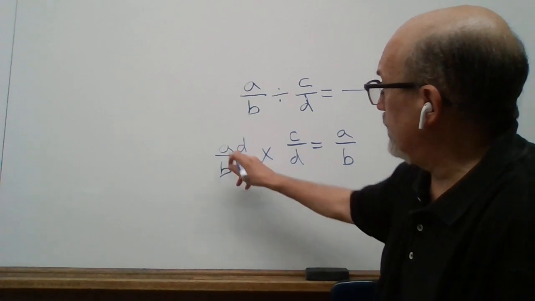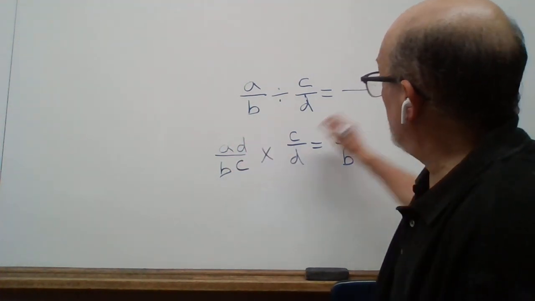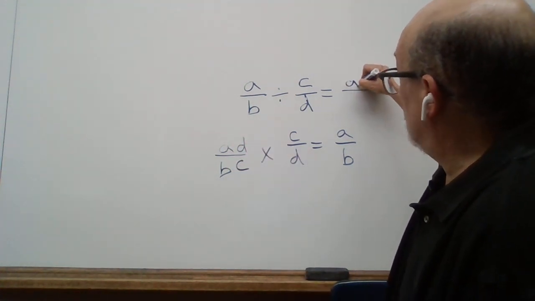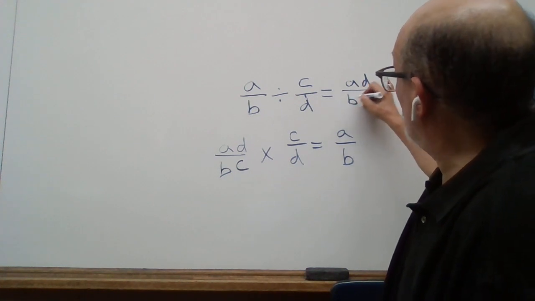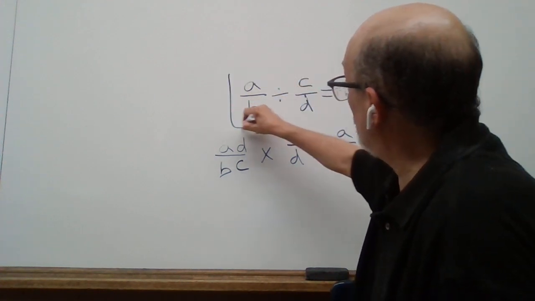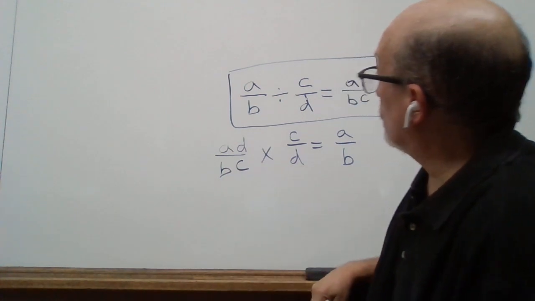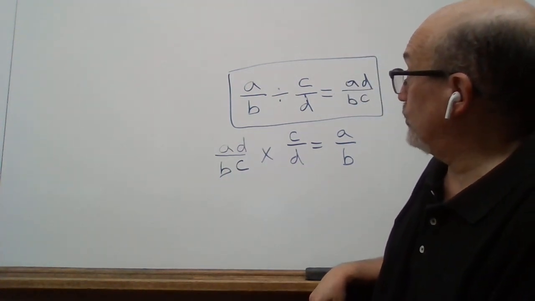Let's break this ad over bc down. And by the way, that's the quotient, so I'll put it up here. So here's a formula for fraction division.